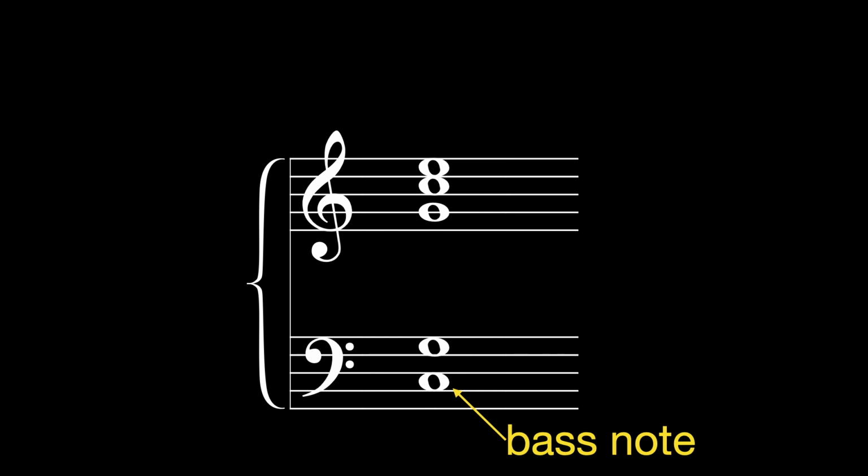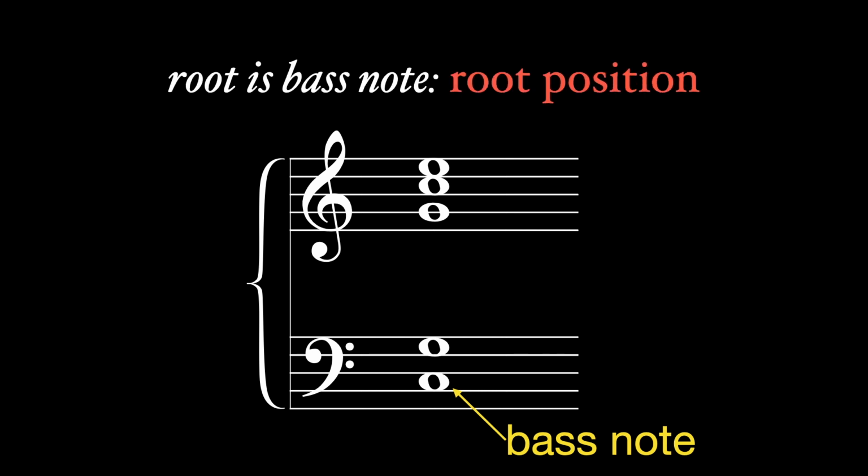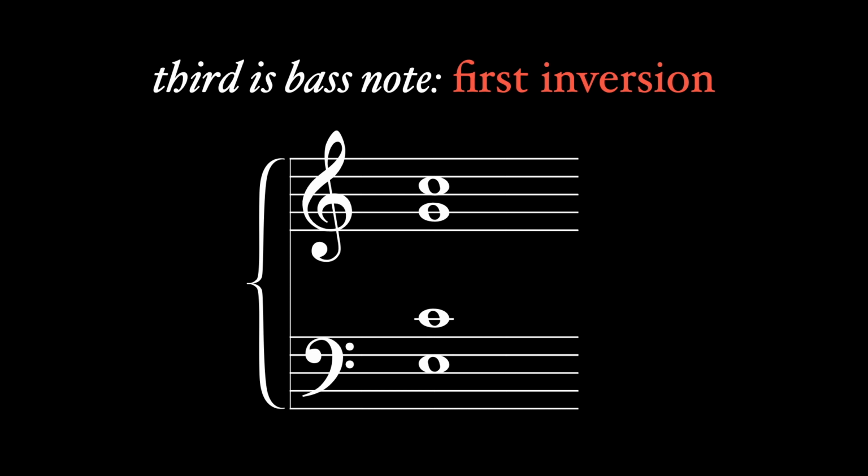When a chord's root is the lowest note, we say that this chord is in root position. We can think of root position as the default chord position. When a note other than a chord's root is the bass note, we say that the chord is inverted. If the chord's third is in the bass, we say it is in first inversion.